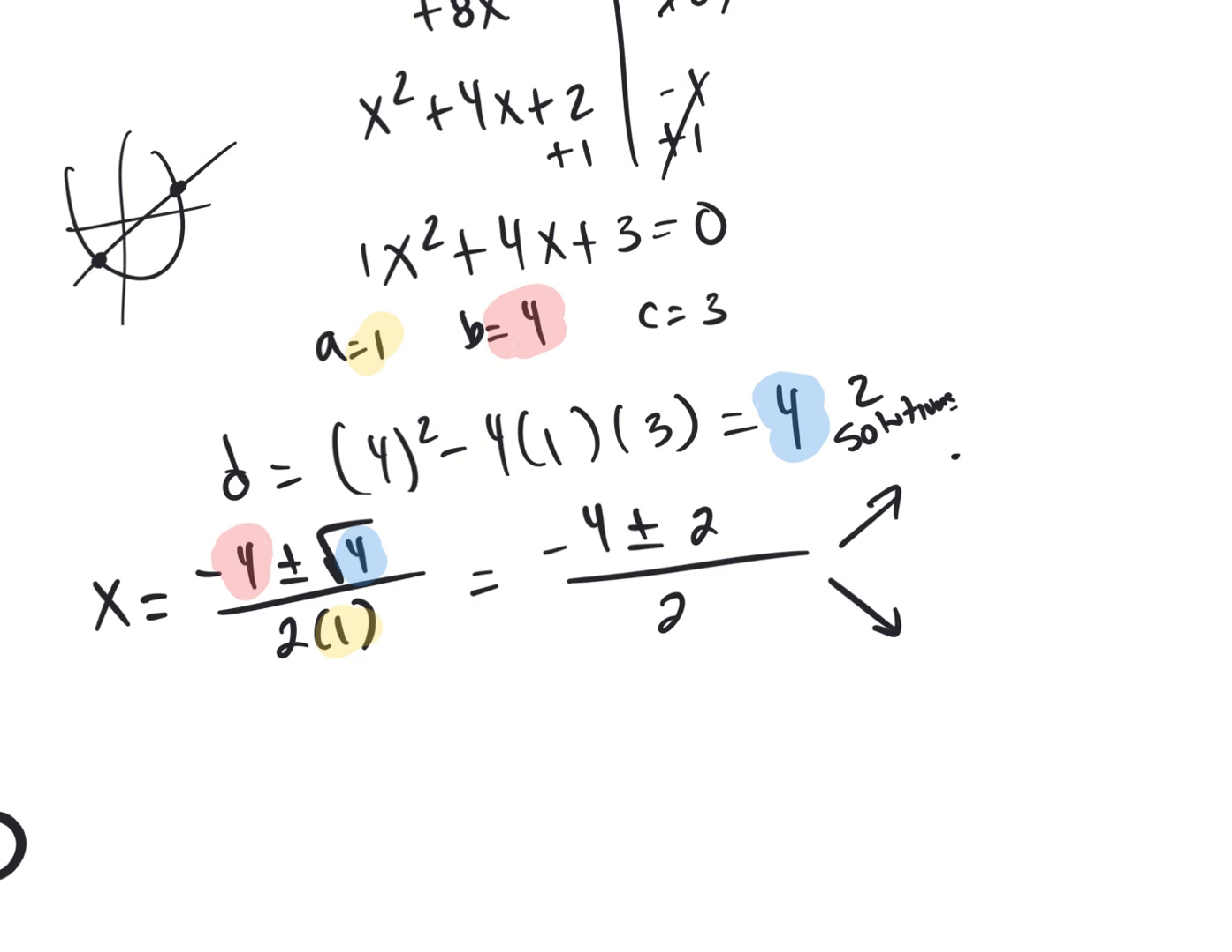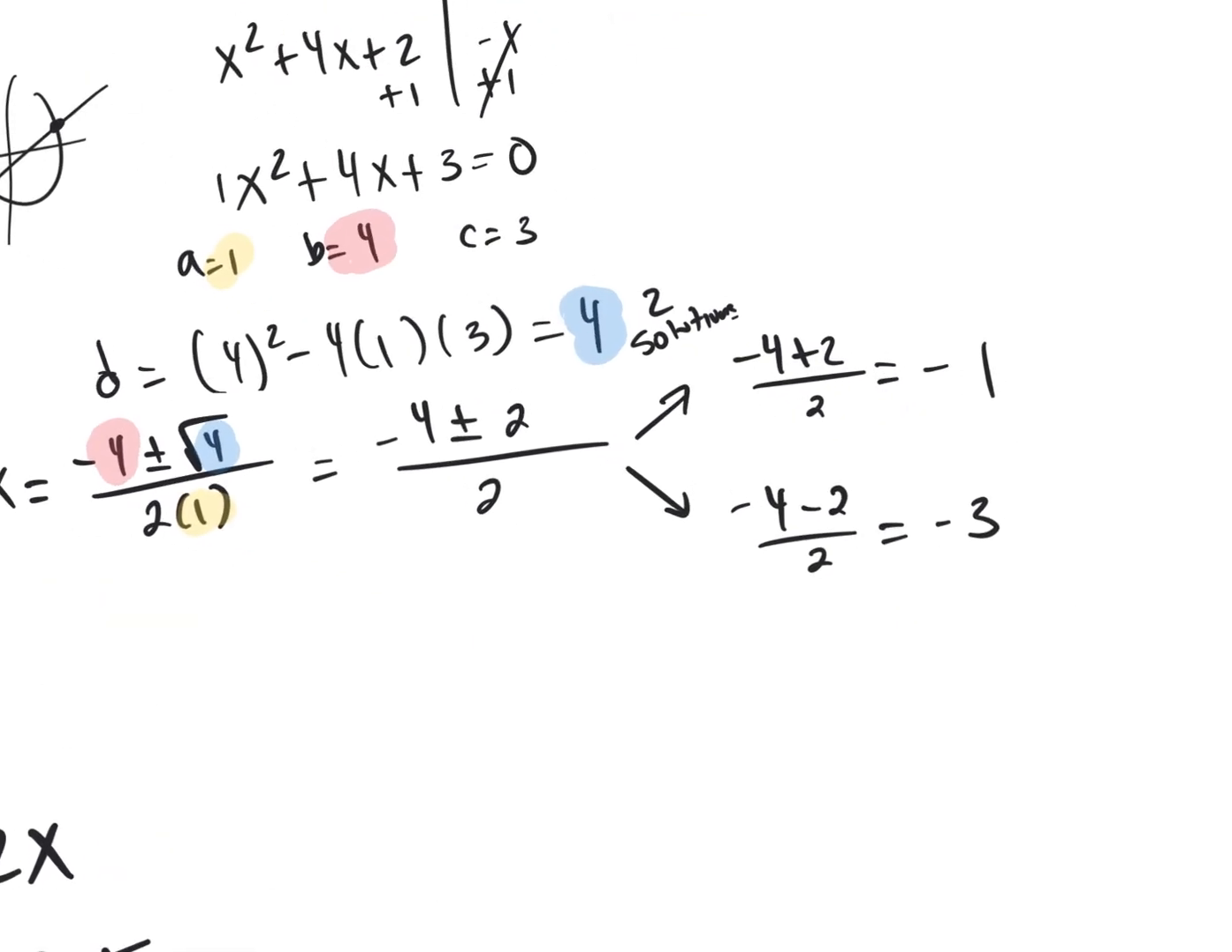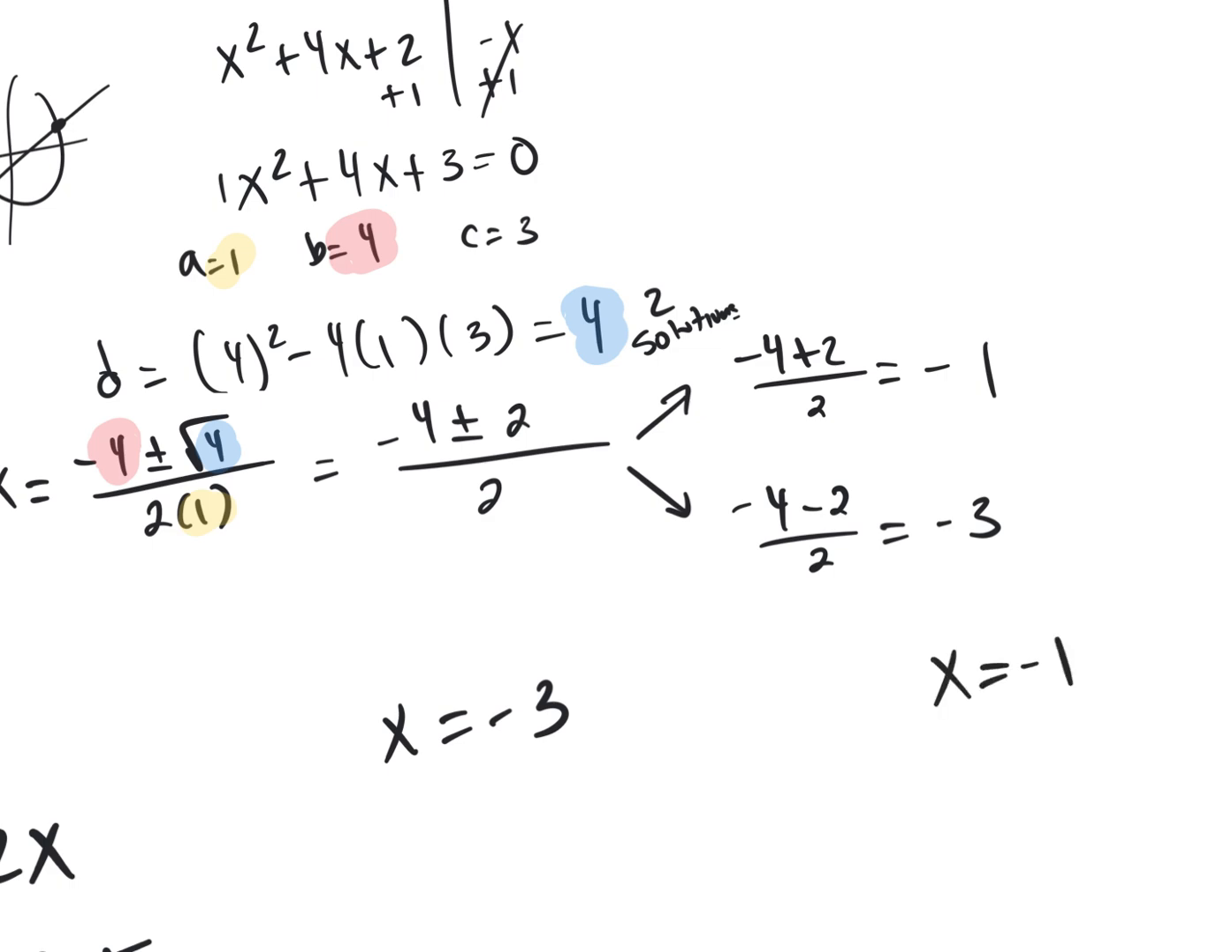So I'm going to separate to the positive and the minus. -4 plus 2 divided by 2. It helps if you type it on the calculator or in decimals, whatever you feel more comfortable. That should be -1. And the bottom one should be -3. So I have two x values. I have x equals -3 and I have x equals -1. So I have to find both y values for those.